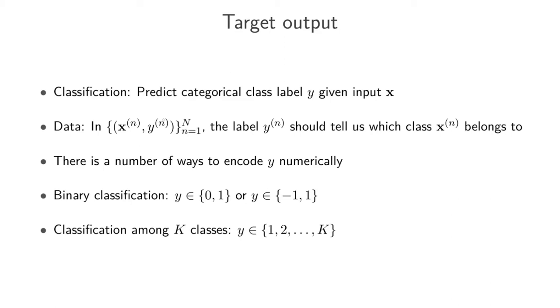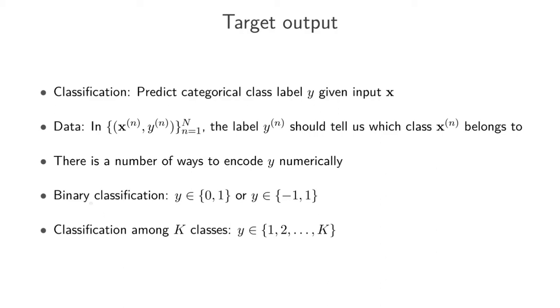As in regression, we're going to be given a set of input-output measurements, and the label y should tell us which class the input x belongs to. So if this is my nth data point, then x_n should be the input, and y_n should tell us what class that input belongs to. There's actually a number of ways to encode y numerically, and I'll just talk about a few here, and in some of the later videos where we look at pre and post processing, we will have a closer look at other ways to encode y.